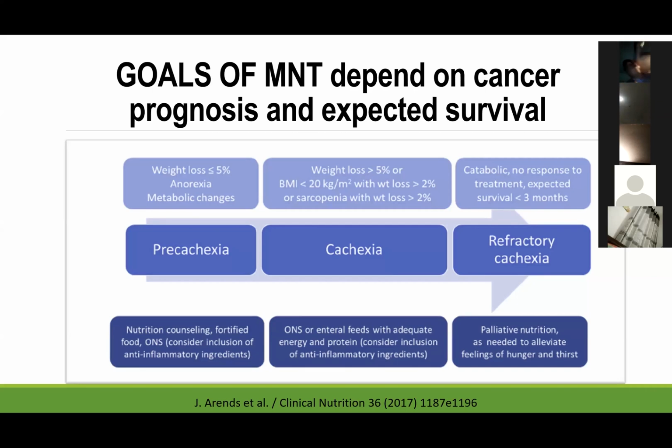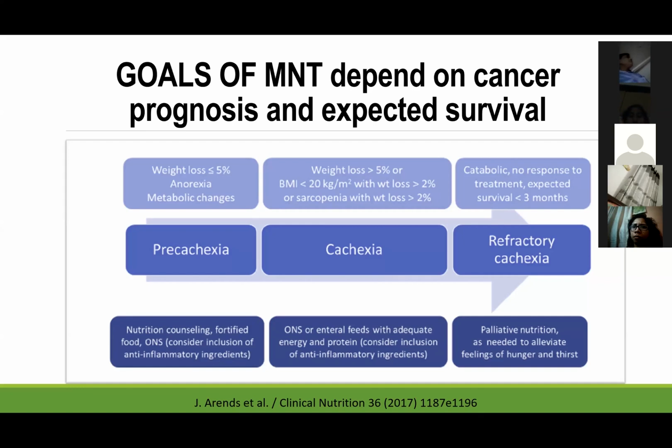Then the third category is they are catabolic, but with no response to treatment, and expected to survive only less than 3 months. So it's the refractory cachexia group, and they need palliative nutrition. It is needed to alleviate their feeling of hunger and thirst, so we don't need to do aggressive, intensive nutrition therapies.